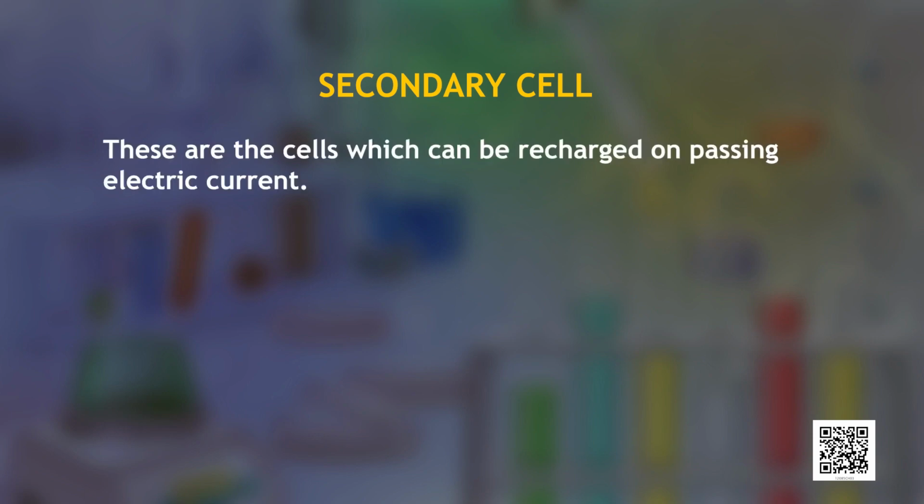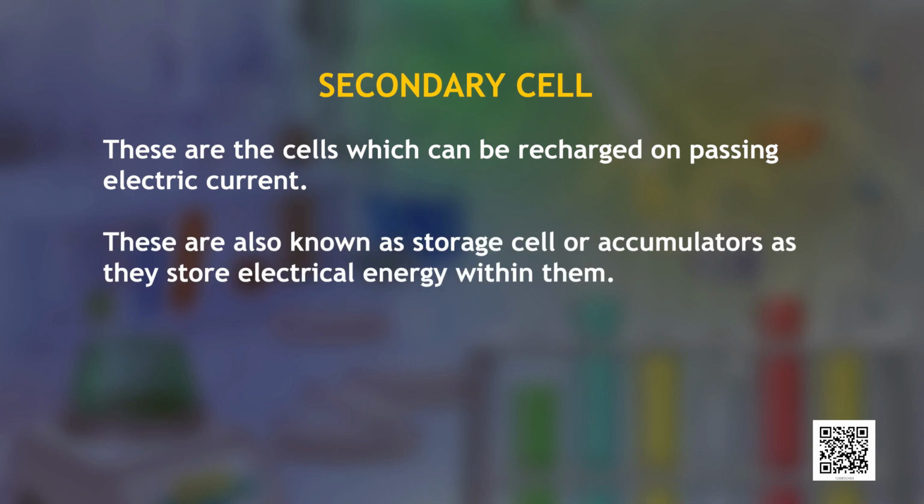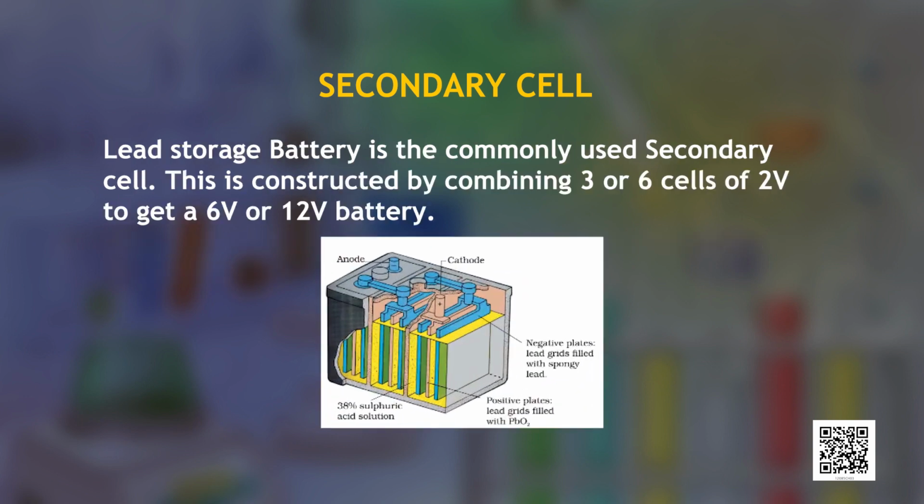Another type of batteries are the secondary cells. These are the cells which can be recharged on passing electric current. These are also known as storage cells or accumulators, as they store electrical energy within them. Lead storage battery is the commonly used secondary cell.